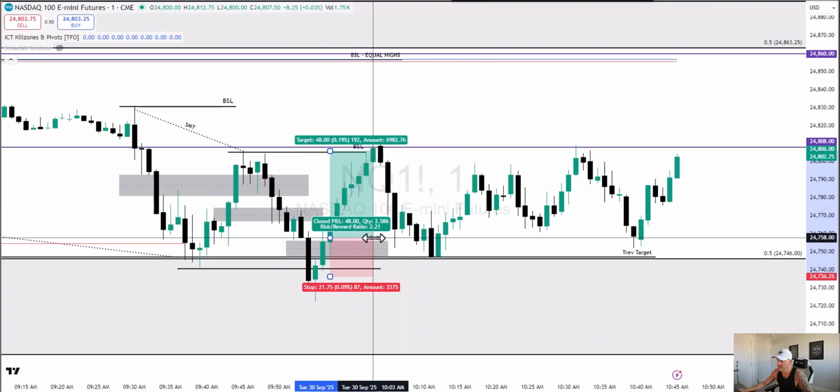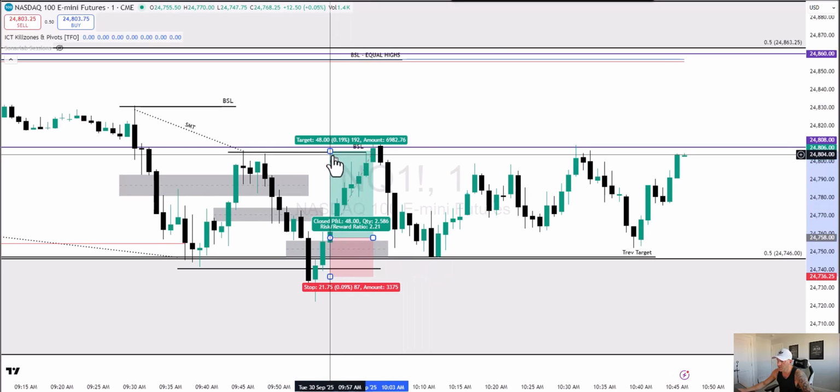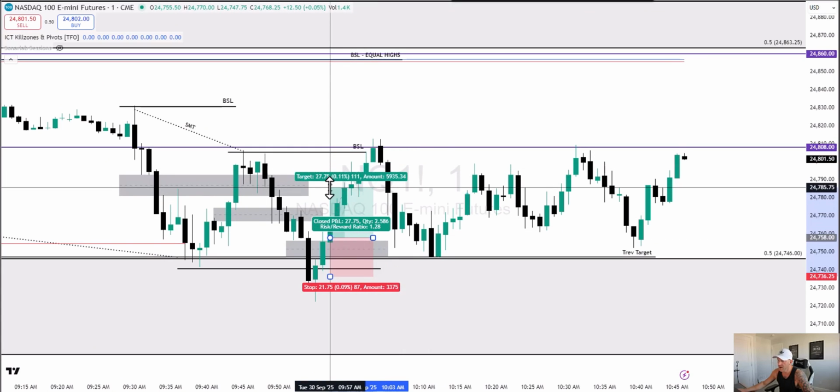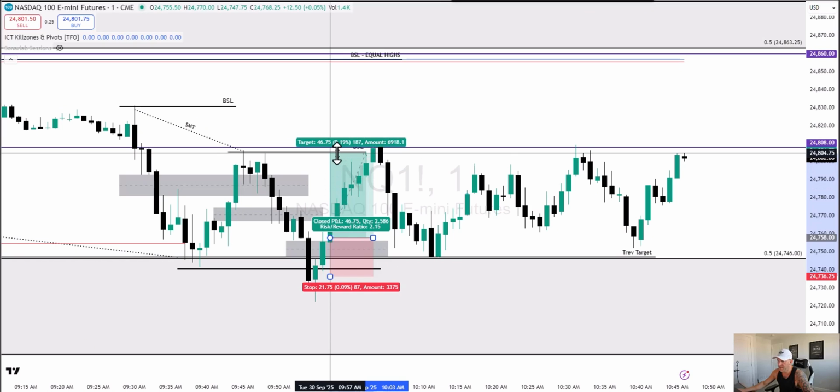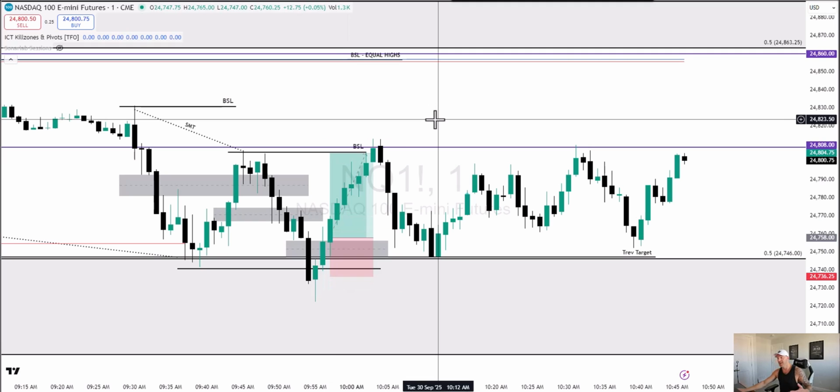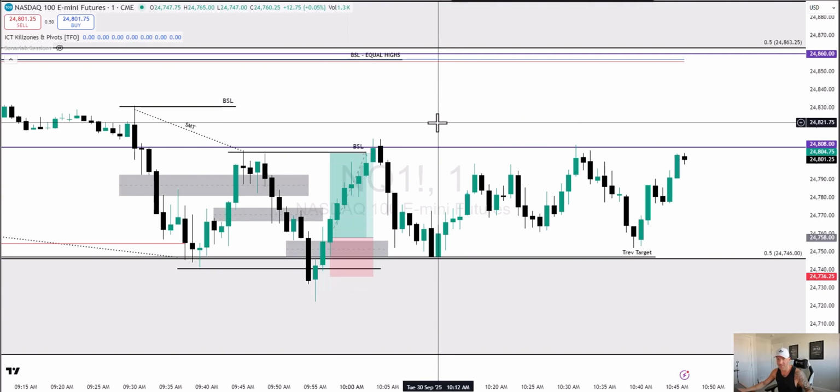Now, I did scale out about half the way, most of my position, and I kept a runner. I think I got about 30 points out of that. But my full target, if I had let it go, would have been 46 points. But again, we had taken the high on ES, so I wasn't going to chance it.